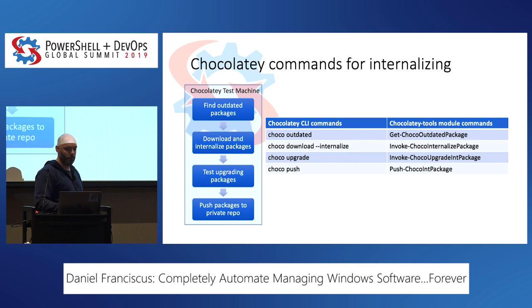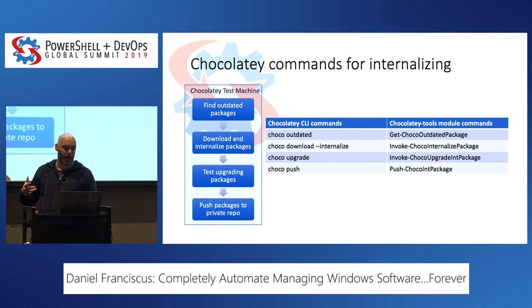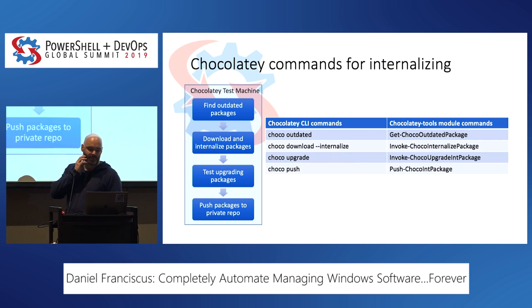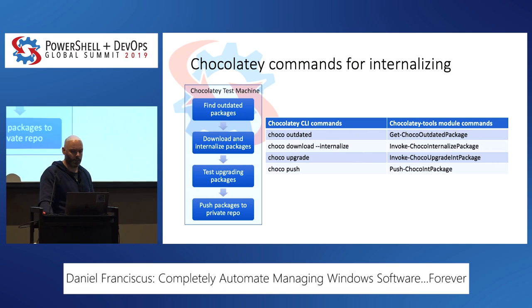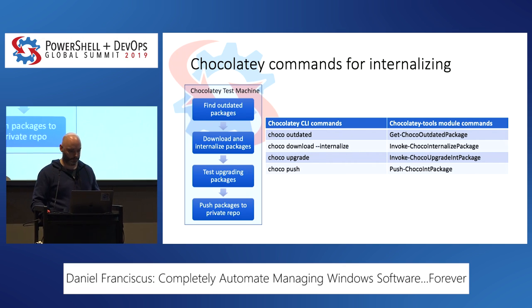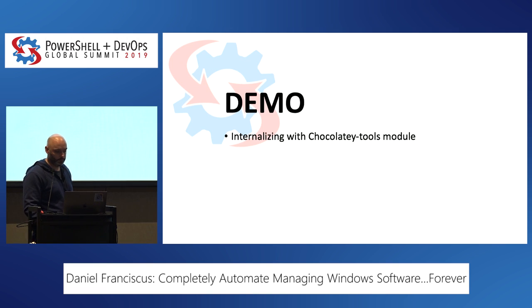So this is sort of an overview of it. On the left, we see this is all happening on the test machine. It's going to find an outdated package, download and internalize it, test to make sure it's what you want it to be, and then push it to your private repo. On the right, we see the Chocolatey CLI commands. So choco outdated. choco download is the command it uses to actually just download and internalize the package, all in one shot. Then choco upgrade and choco push. And on the right, these are the functions that I created to do that.